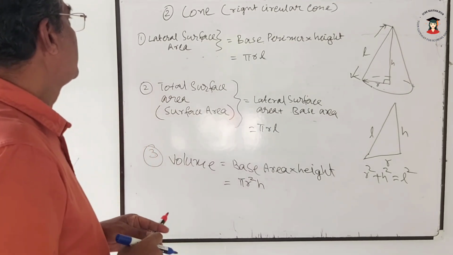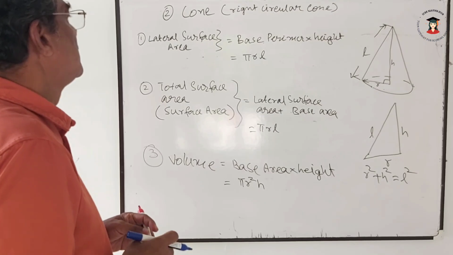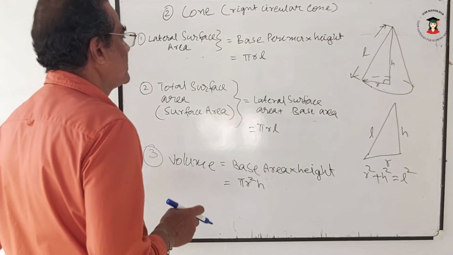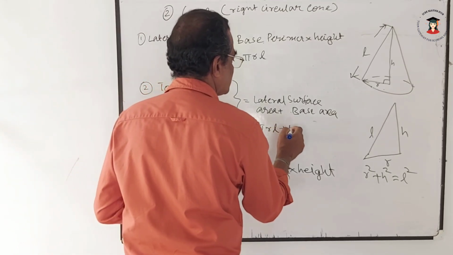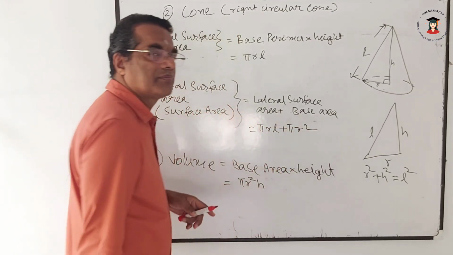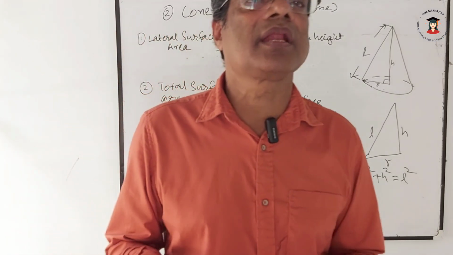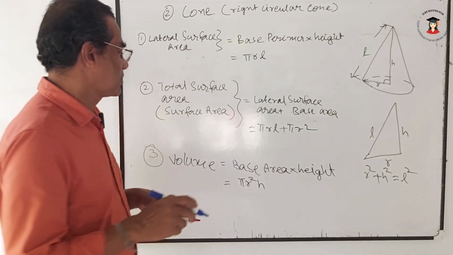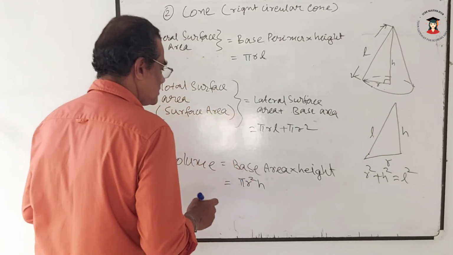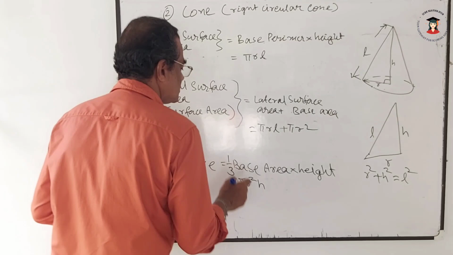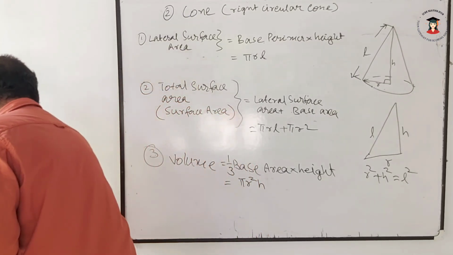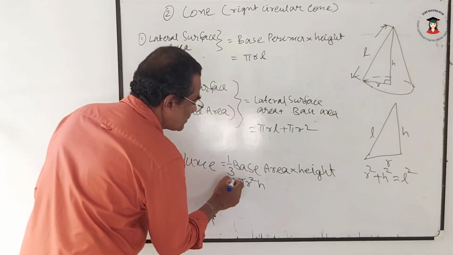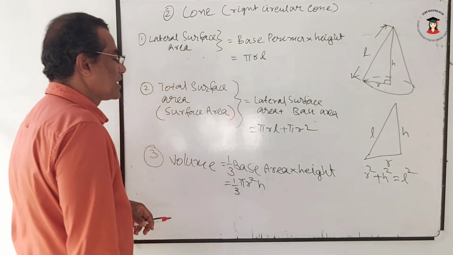So we obtained lateral surface area of a cone is pi r l. Total surface area is pi r l plus base area, that is pi r square. So you should remember like that. Lateral surface area is pi r l, base area is pi r square, so total surface area is pi r l plus pi r square. And volume is 1 by 3 into base area into height. That will become 1 by 3 into pi r square h.